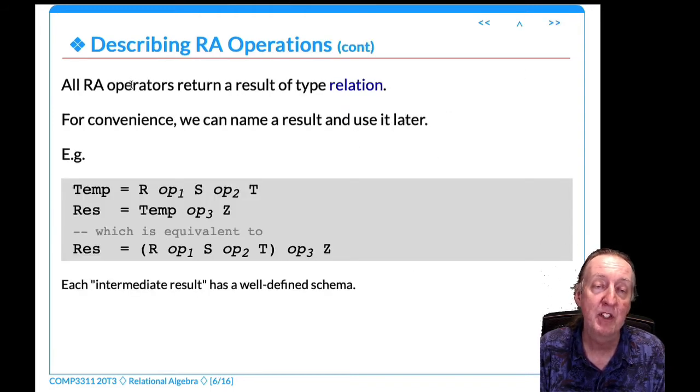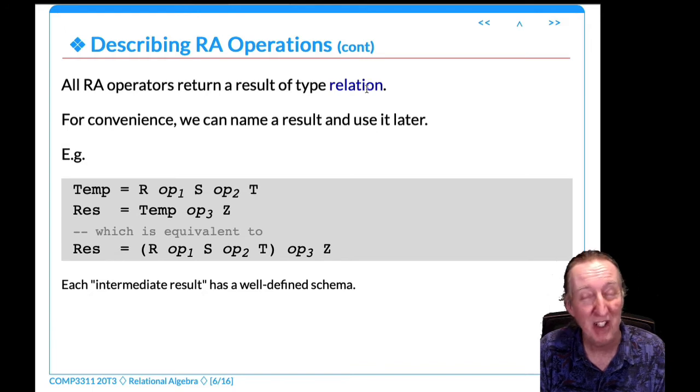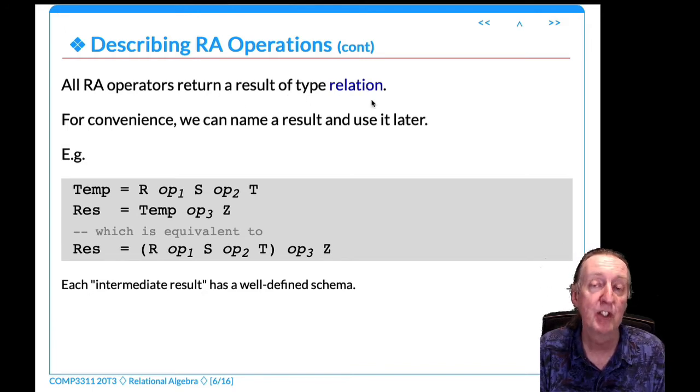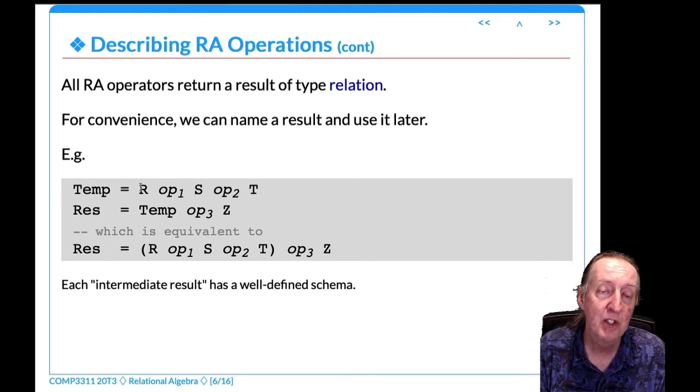So let's take a look. One thing before we start looking at the relational algebra operators: all the operators, except things like aggregates, return a result which is a relation as well. If we want, we can give a name to the result of a bunch of operations, and then we can reuse it later. So those two lines there are equivalent to that single relational algebra expression here.